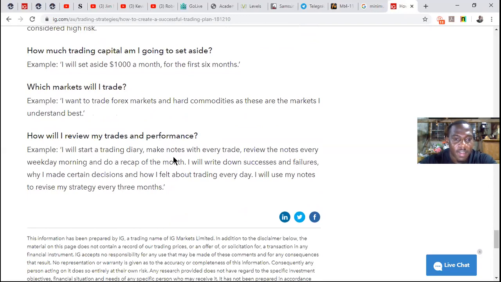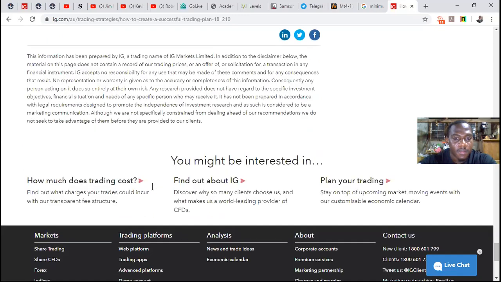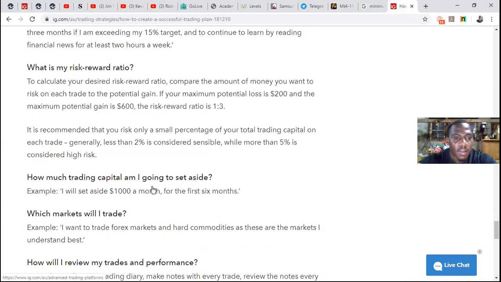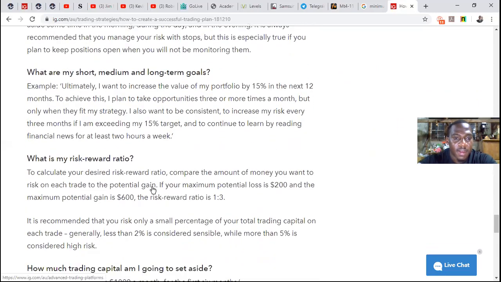I will start a diary, make notes with every trade, review the notes every weekday morning, and do a recap of the month. I'll write down successes, failures, and why I made certain decisions, how I feel about trading every day. I'll use my notes to revise my strategy every 3 months. All right, so that's it for the trading plan.